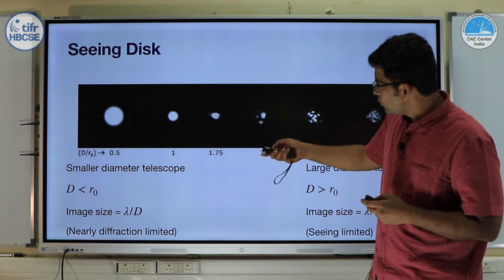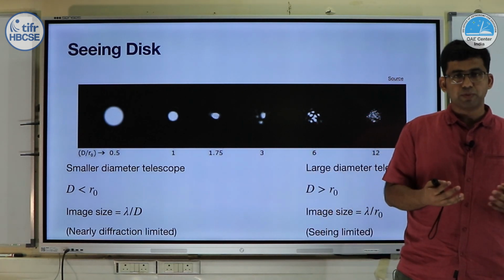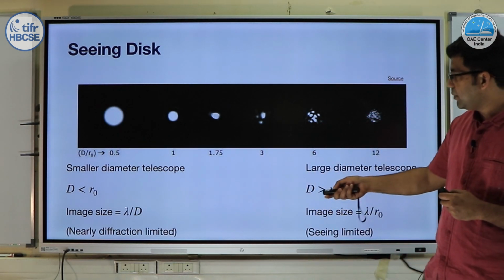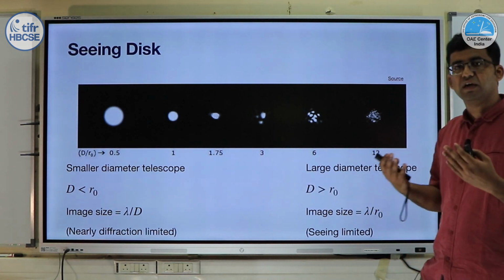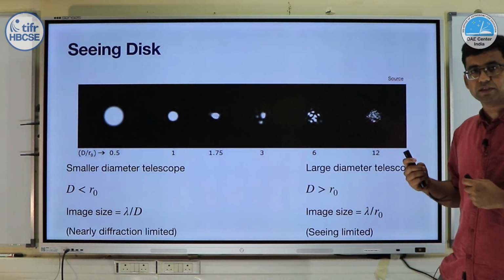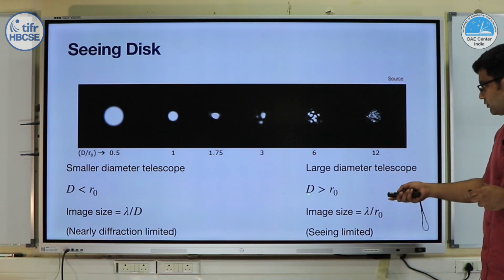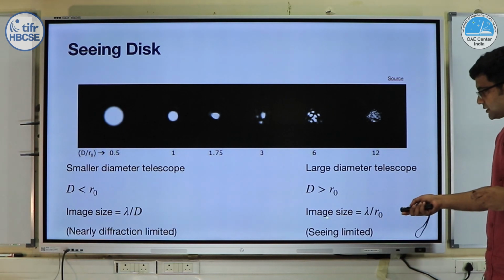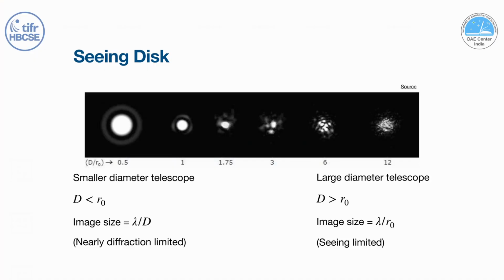So, what we can summarize is that if you have a small diameter telescope where your telescope diameter is smaller than the Fried parameter, your image size is limited by the size of the telescope itself, it is lambda by D, and this is nearly diffraction limited. So, when you look with your eye or with a small binocular, you will be diffraction limited if your r0 is fairly large. But if you go to a larger diameter telescope where D is larger than r0, your image size is no longer limited by diffraction, it is limited by your seeing. So, your image size is lambda by r0, and this is what we call a seeing limited observation.